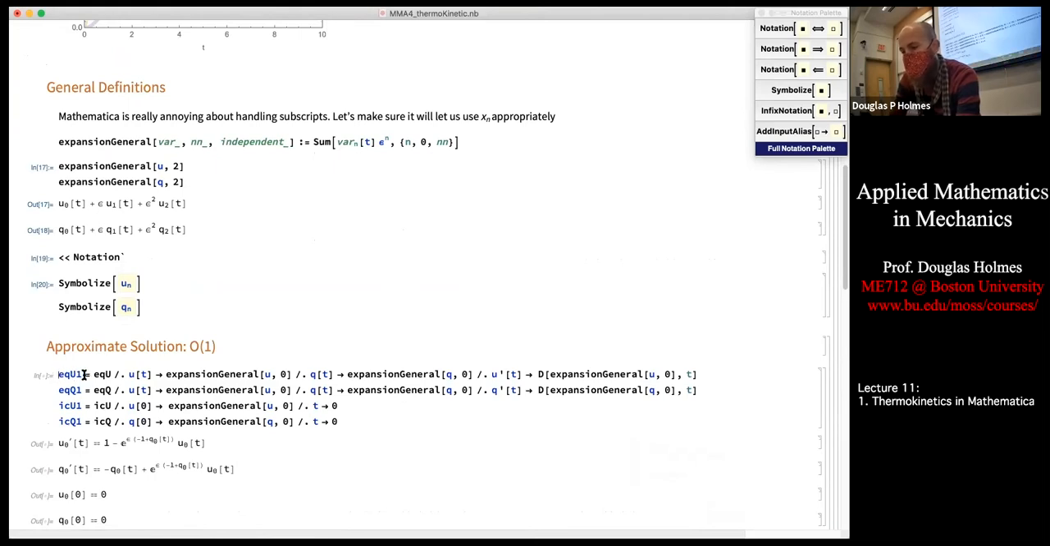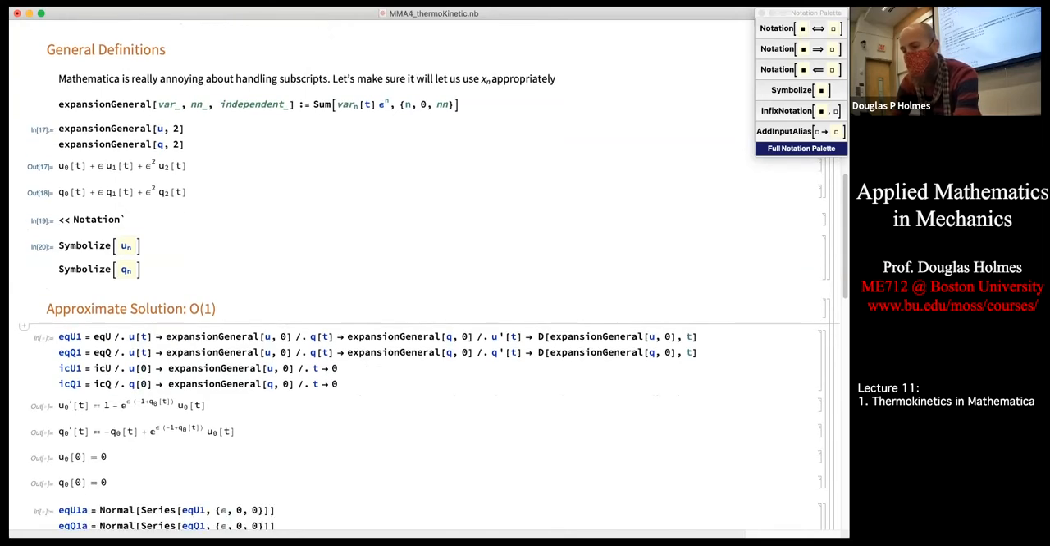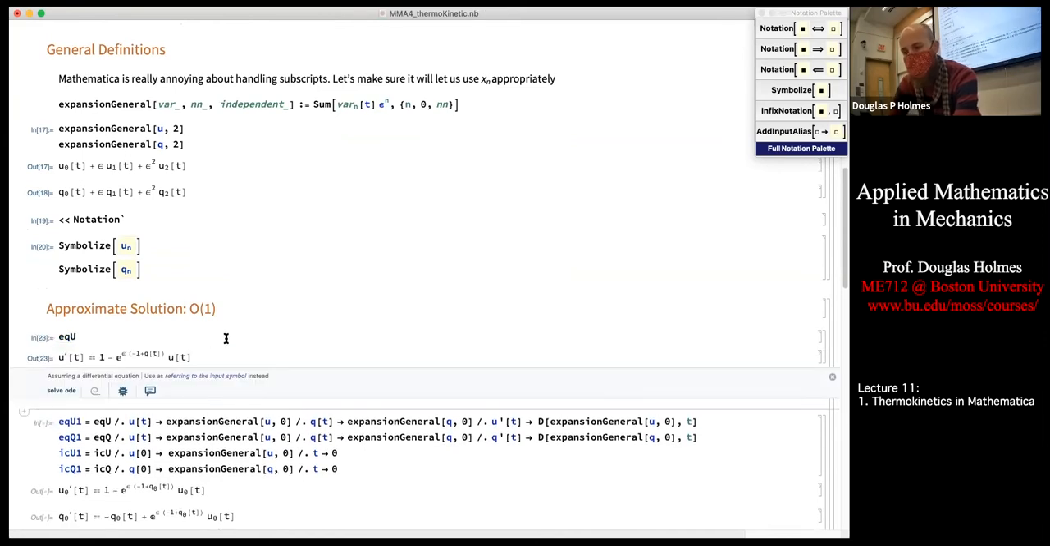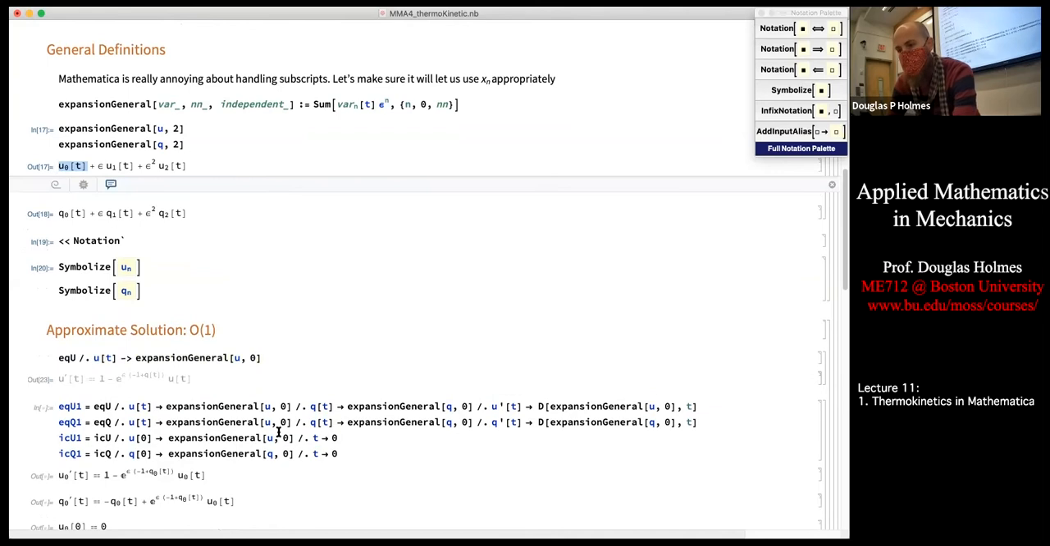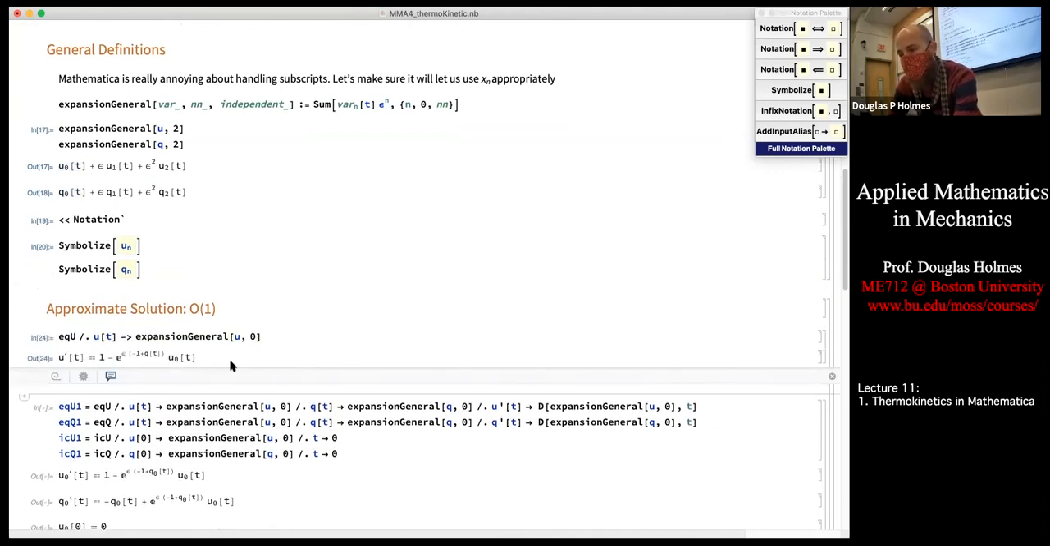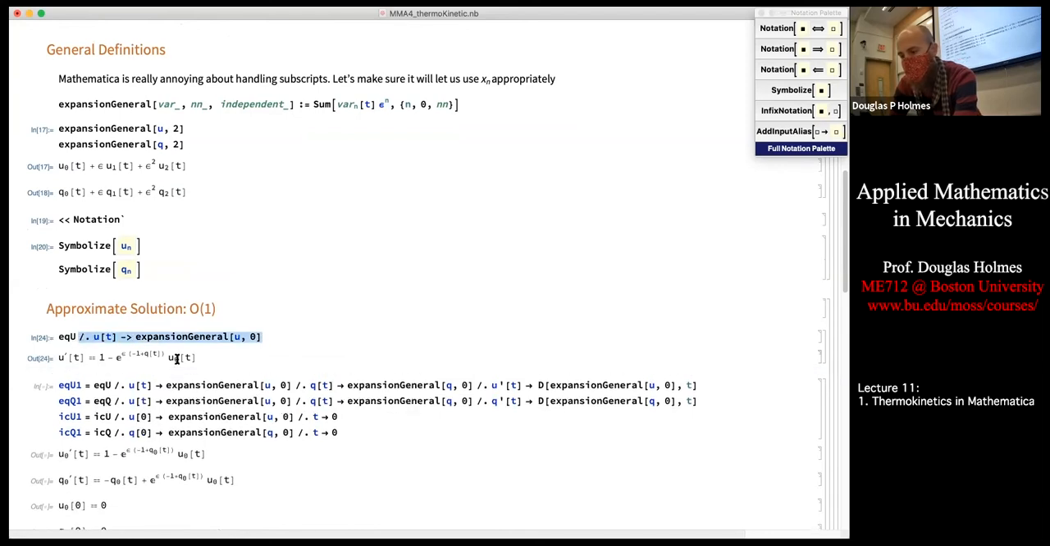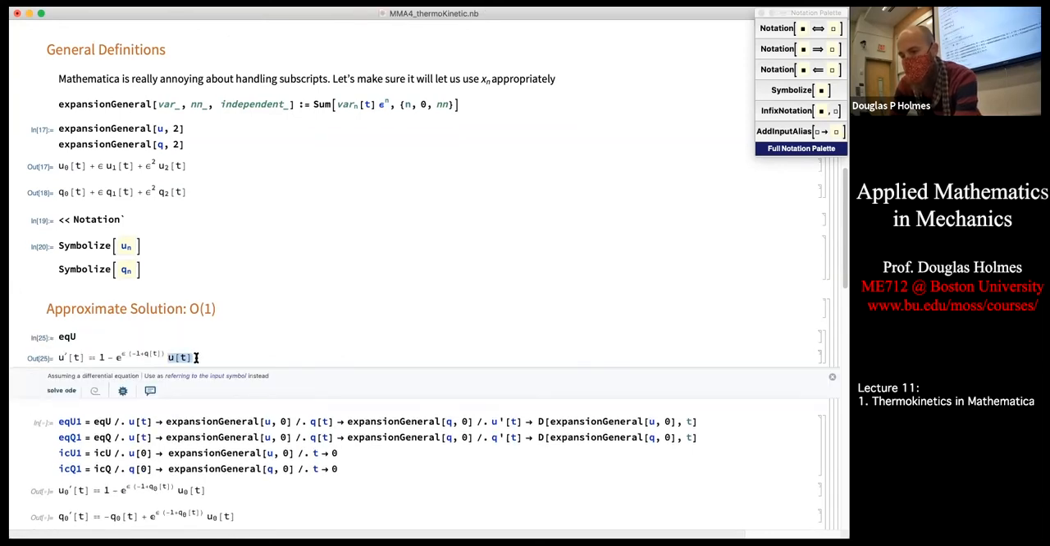So I'm going to define 4 new equations. We had 4 to start. I'm going to do 4 new equations. These are my order 1 equations. I'm going to unpack what I wrote here so that it becomes clear. So EQU is what? It's this thing. That's the equation we want to solve. But I would like to replace u of t with my expansion for u. And I'm going to replace it with my expansion for u to order 0, which means it's going to just use this variable here. And we can see what that looks like. All it did, I'll delete it, is it's going to take this term and turn it to u sub naught of t.